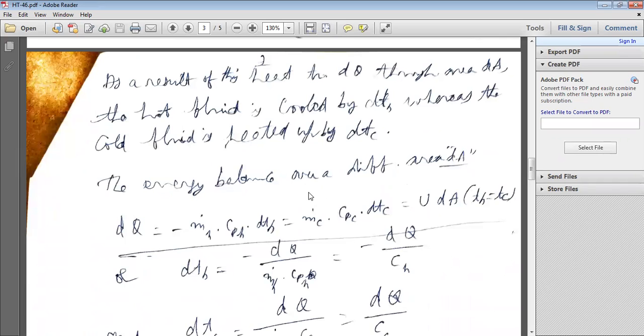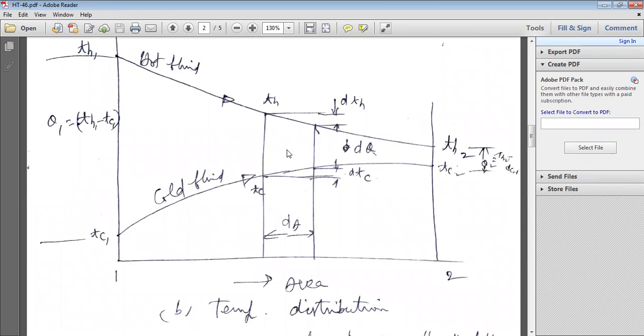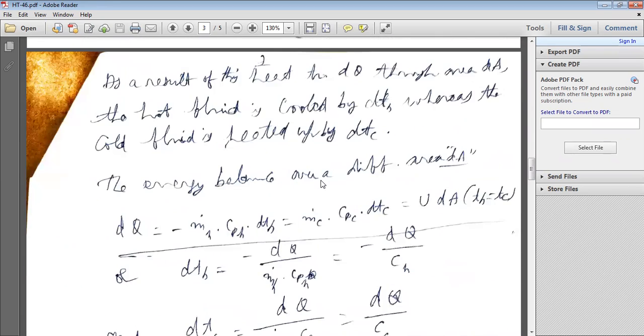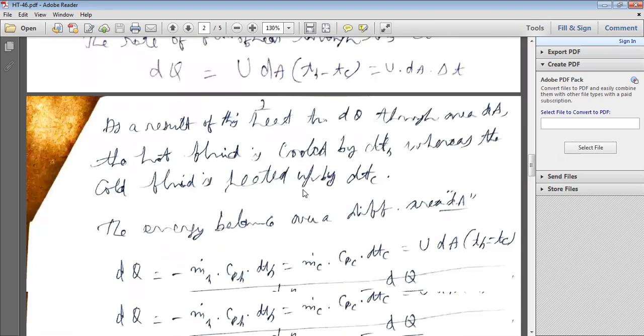Now the energy balance over the differential area dA. If you take the energy balance over the differential area dA, the heat given by the hot fluid is taken by the cold fluid. Heat is given by the hot fluid, that's why its temperature decreases. At the same time, heat is picked up by the cold fluid, that's why its temperature increases. So the energy balance over the differential area dA is: heat given by the hot fluid is equal to heat taken by the cold fluid. That is the heat balance.